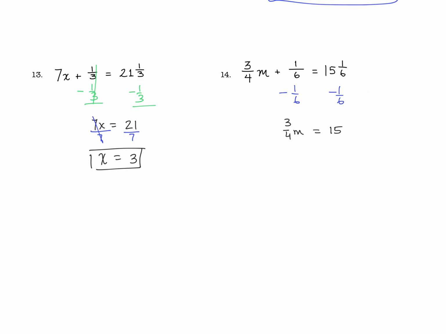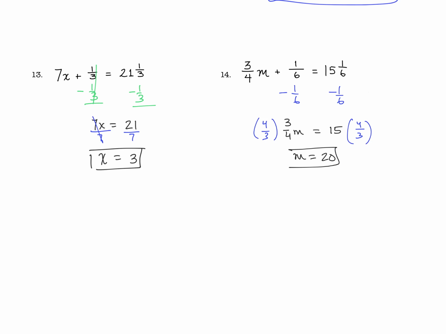So from here, what I'm going to do is, how do I turn 3/4 into 1? Well, to turn 3/4 into 1, you multiply by the reciprocal. So I'm going to multiply both sides by the reciprocal. And what I get is m is now equivalent to 15 times 4/3, which is going to be 20.